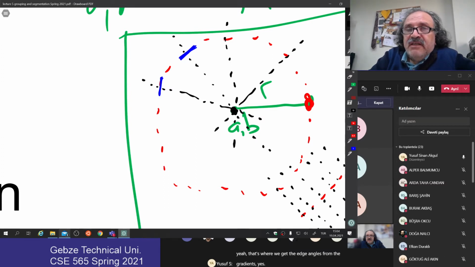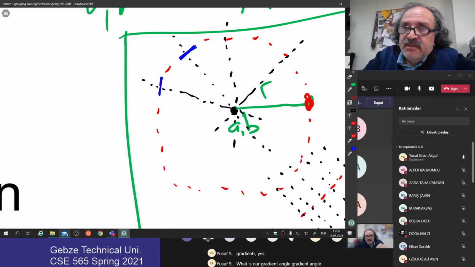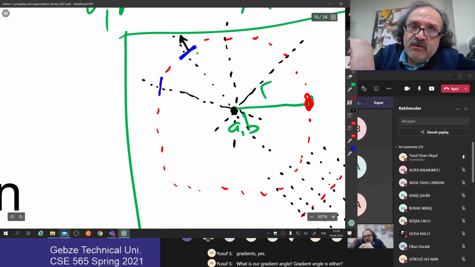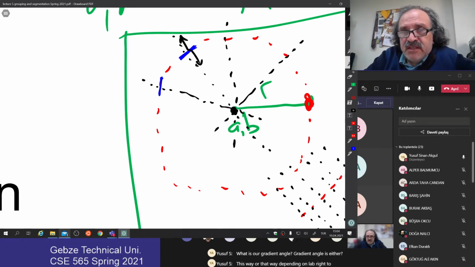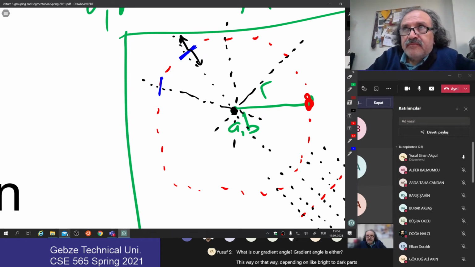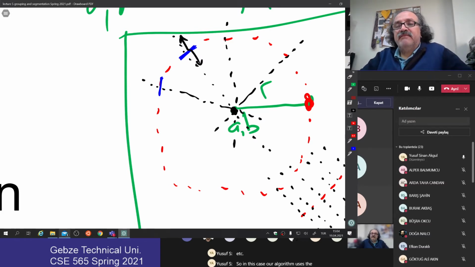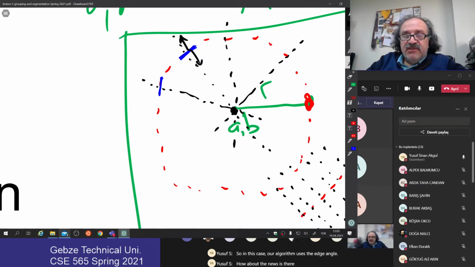What is our gradient angle? Gradient angle is either this way or that way, depending on bright to dark parts, etc. So in this case, our algorithm uses the edge angle directly. We did not ignore it like our first line formula.